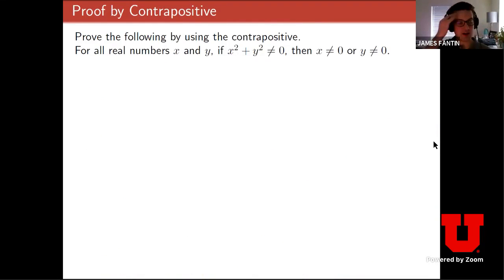So here we've got a contrapositive problem. And so we're going to prove the following statement by contrapositive. For all real numbers x and y, if x squared plus y squared is not equal to 0, then x is not equal to 0, or y is not equal to 0. So anybody want to tell me what is the contrapositive for this statement?